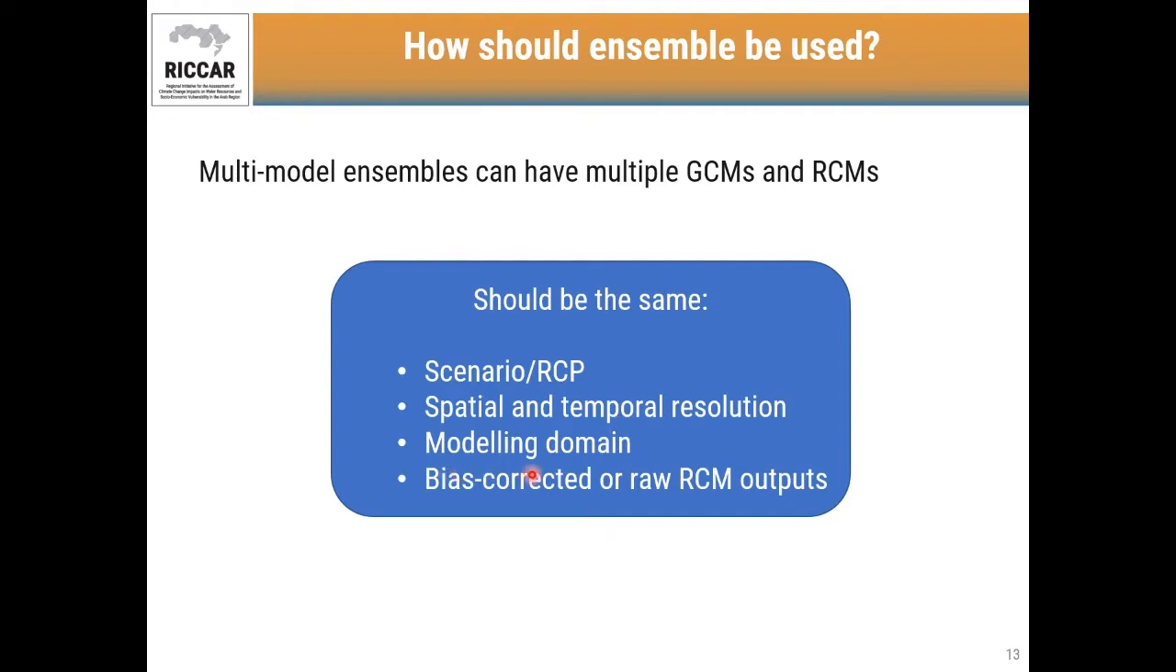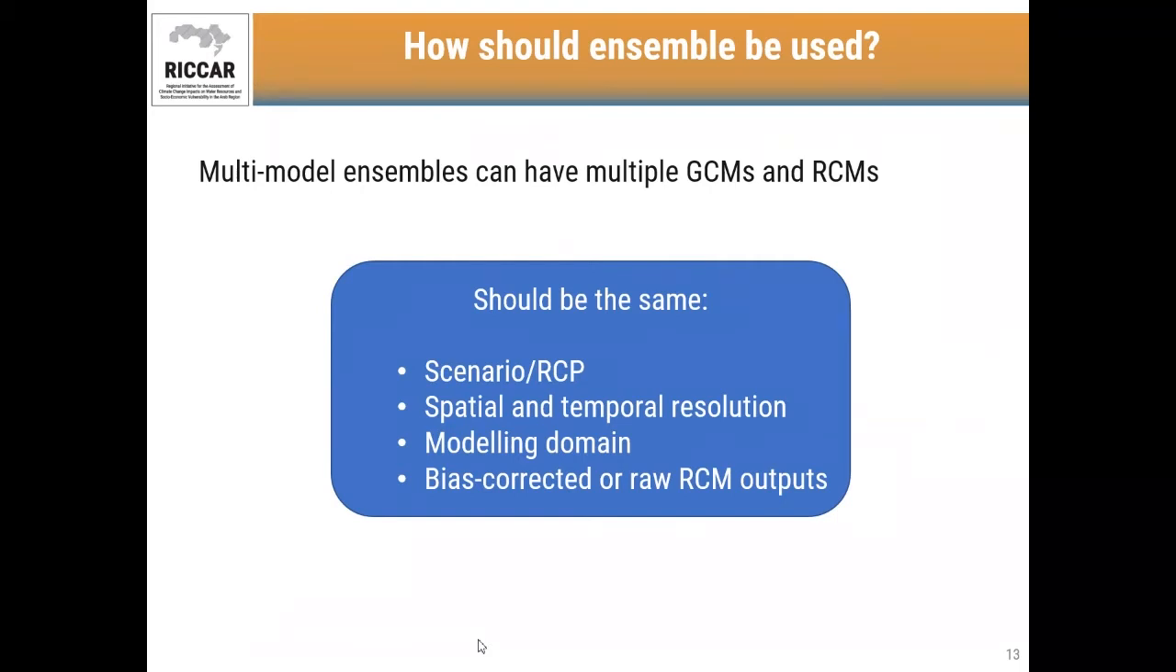The modeling domain should be the same. Next week, we're going to be looking at different Cordex domains. So you should not mix data from the African domain, if you're looking at the Northern Africa region, with data from the Arab domain. All of your ensemble members should be from the same domain to have the same boundary conditions established and other assumptions be the same.